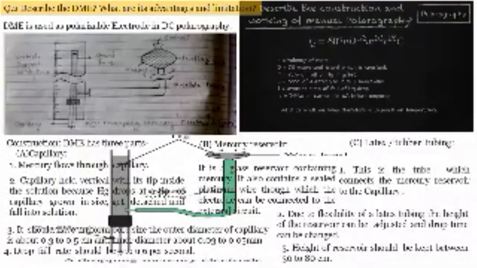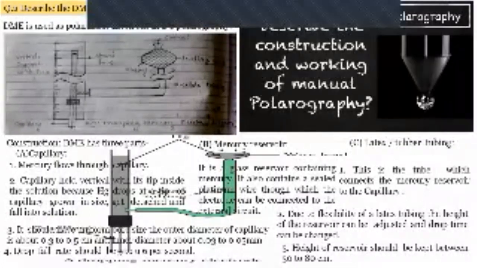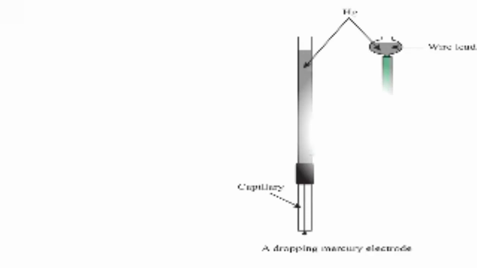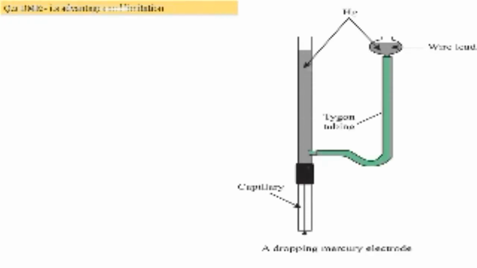So, by using manual polarography, it is possible to calculate the concentration and also to identify the ions. This is all about the construction of the DME and the use of the DME that we have seen. Then the next part is the advantages and limitations of this DME.